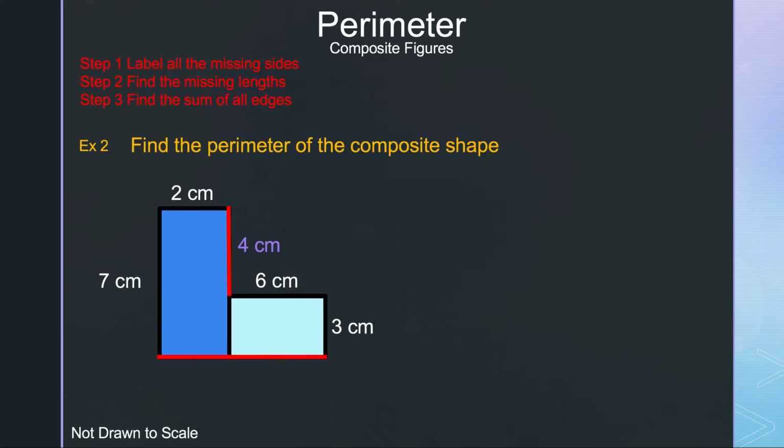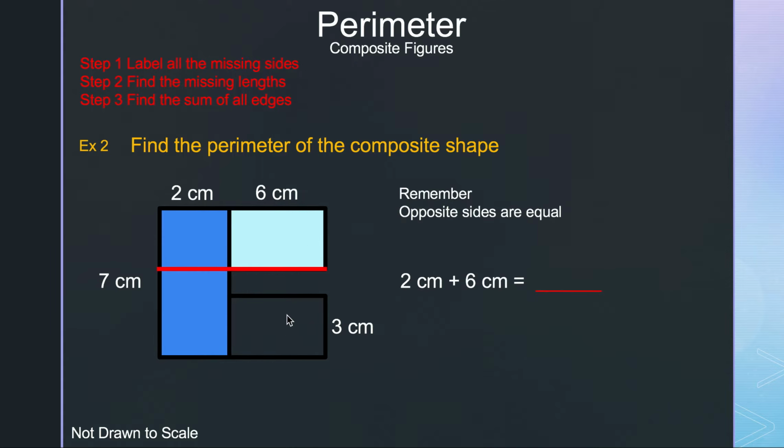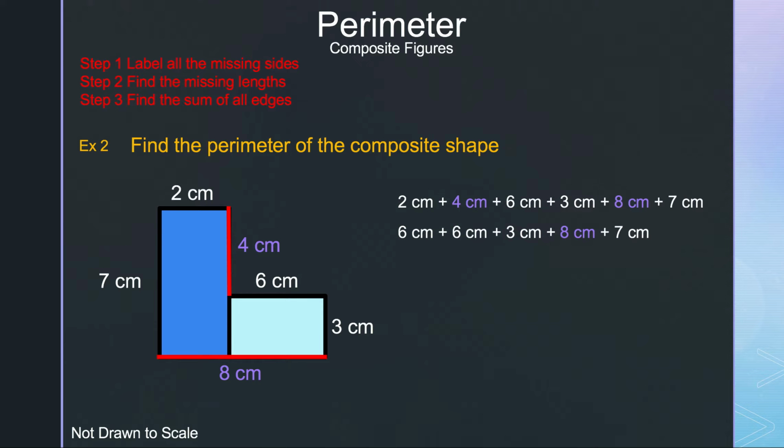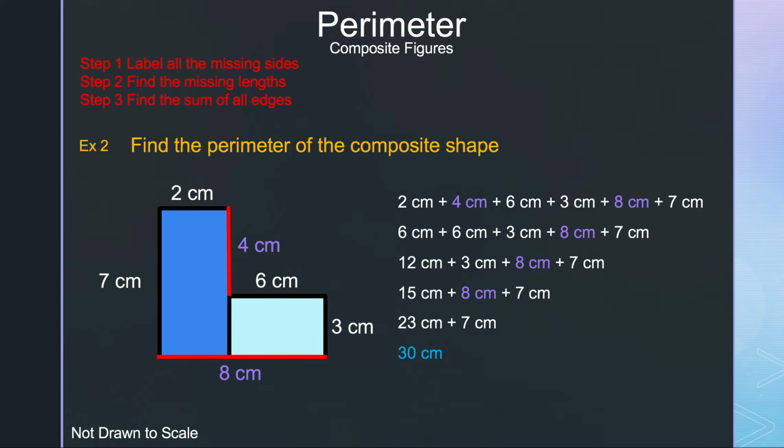We bring it back, and now we need to find the last missing side, and we're going to go ahead and bring it up, and we know from here to there, and we know that 2 plus 6 is going to be equal to this. Once again, why? Opposite sides are equal, and 2 plus 6 gives me 8. We bring it down, and now we have all the side lengths. I'm going to start with 2 and work my way clockwise. And now we have 2 plus 4, which is 6. 6 plus 6 is 12, plus 3 is 15, plus 8 is 23, plus 7 is 30 centimeters.